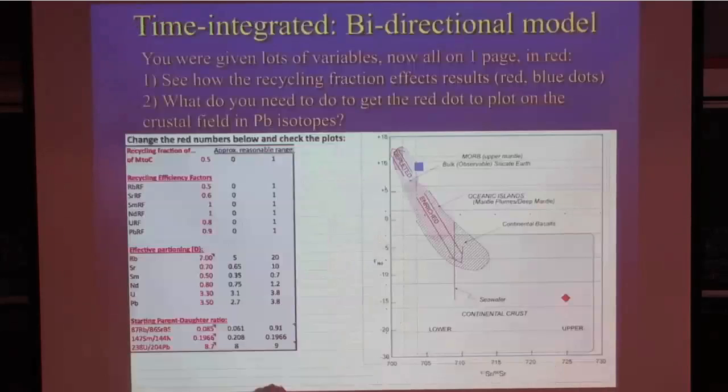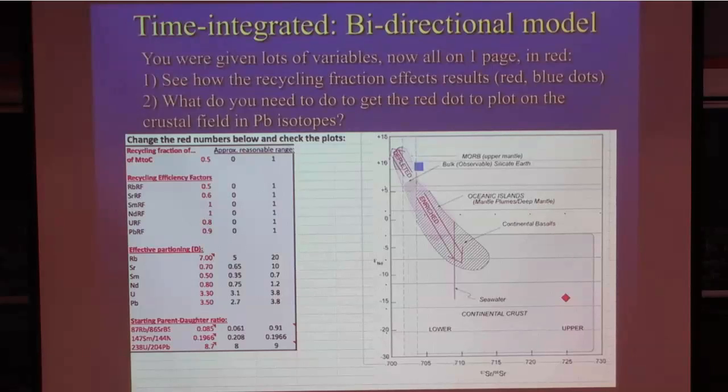And so all that's now wrapped into here. So basically what you want to do, and that's sort of the exercise here, is to try and play with all the numbers in red to see how that affects where the blue dot and the red dot are. So I wrote down a few things up here that you should think about: how does changing this number or these recycling efficiencies affect where these two dots are?